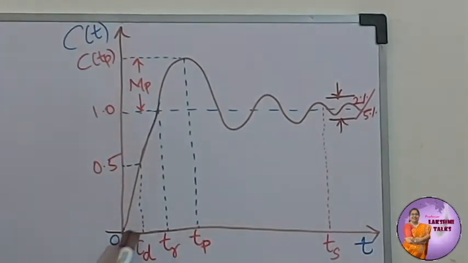So this delay time TD is defined as the time taken to reach 50% of the final value. 50% of the final value is 0.5. So TD, the delay time, is the time taken to reach 50% of the final value.